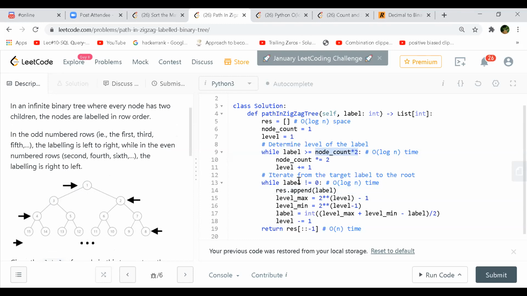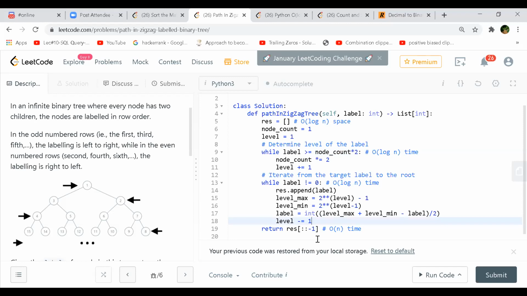And this is what you said. As long as your level is not 0, you can find the max and min as you said: 2 to the power level minus 1 for the max, and this one for the min. And just what I told, max plus min minus current level, just divide by 2. Yeah, this is clean. Reduce the level by 1 and just reverse your result.